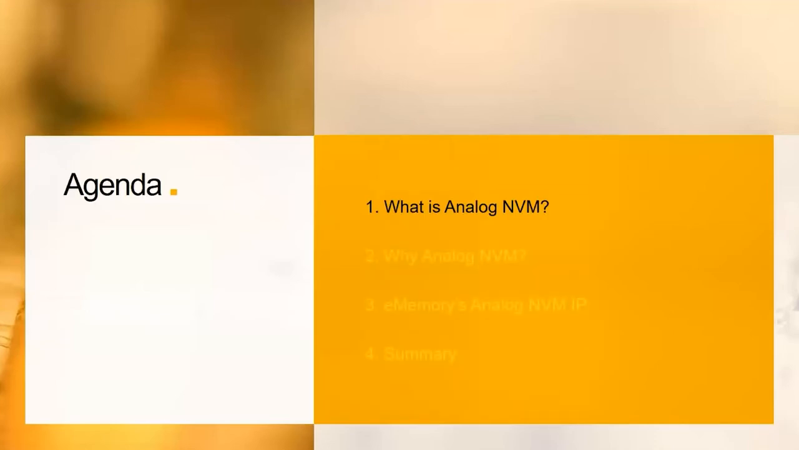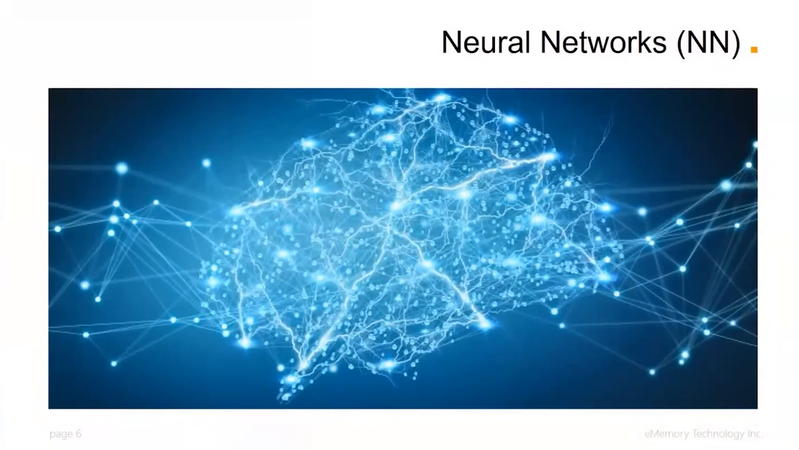Let's go to our first topic. What is analog multi-memory? If we want to develop an AI chip design, we must understand how it can emulate the human brain. For example, you can see in this picture, this is the human brain, and there are many neural networks inside.